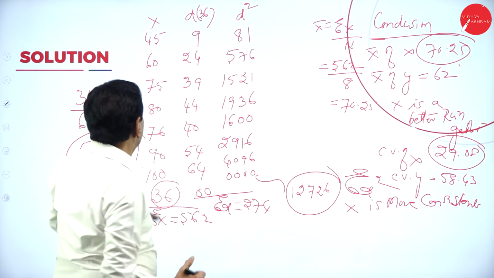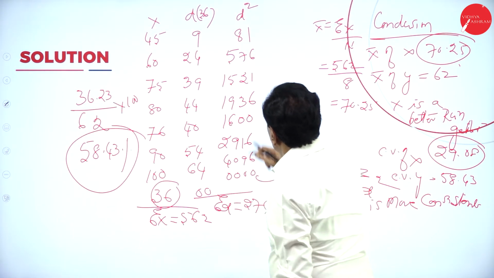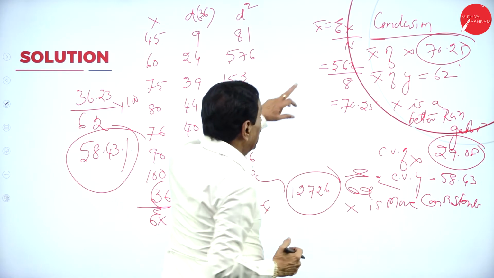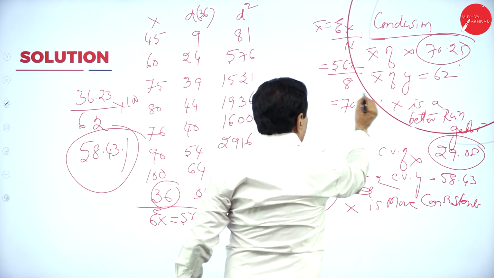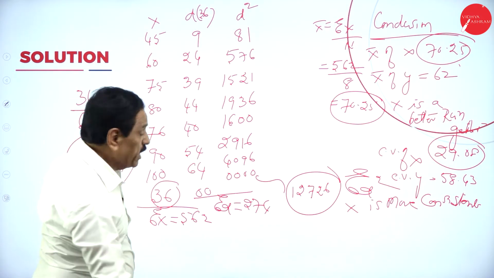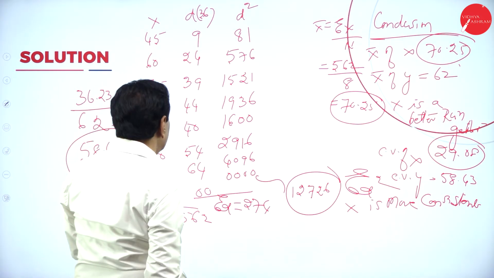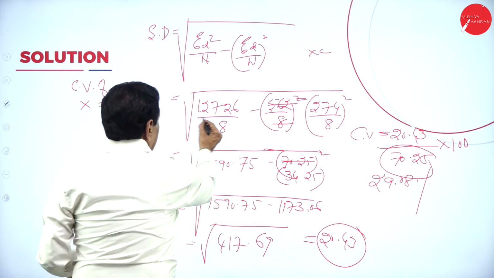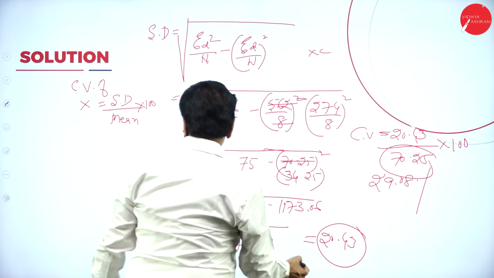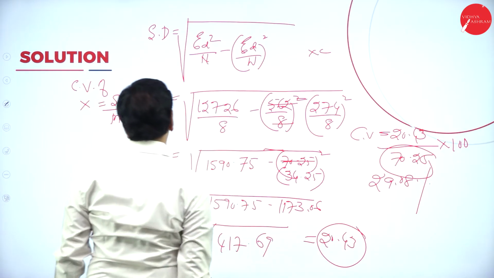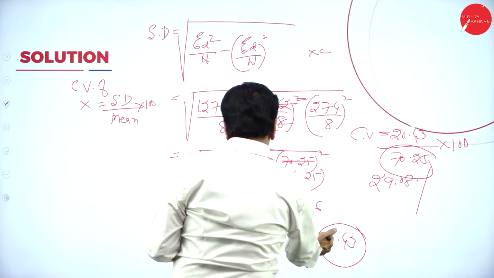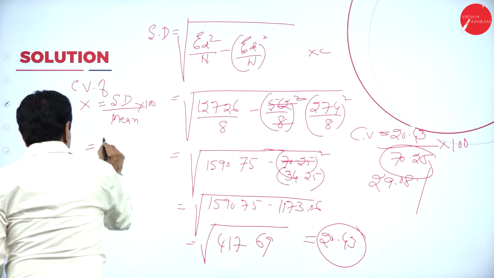I will repeat. This is the X value. You find out the D, you find out the D square. Sigma X over N gives the mean, X mean. Then sigma D square is 12,726. You apply 12,726 divided by 8, and you find 20.43. So CV of X will come.